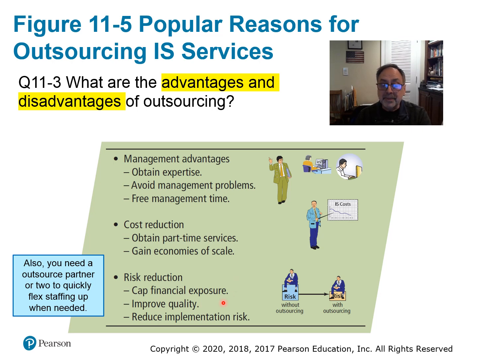Improve quality, maybe. Reduce implementation risk. I think that's a big one. I put a little note here. You need an outsourced partner or two. You need a couple of them to quickly flex staffing up when needed. So, for example, when they talk about implementation risk, what they mean is, I have a chief executive officer who says, I have to have this new function done in 6 months. Or there's a new federal regulation, which happens every year, and we have to have this done, tested and completed by January 1.